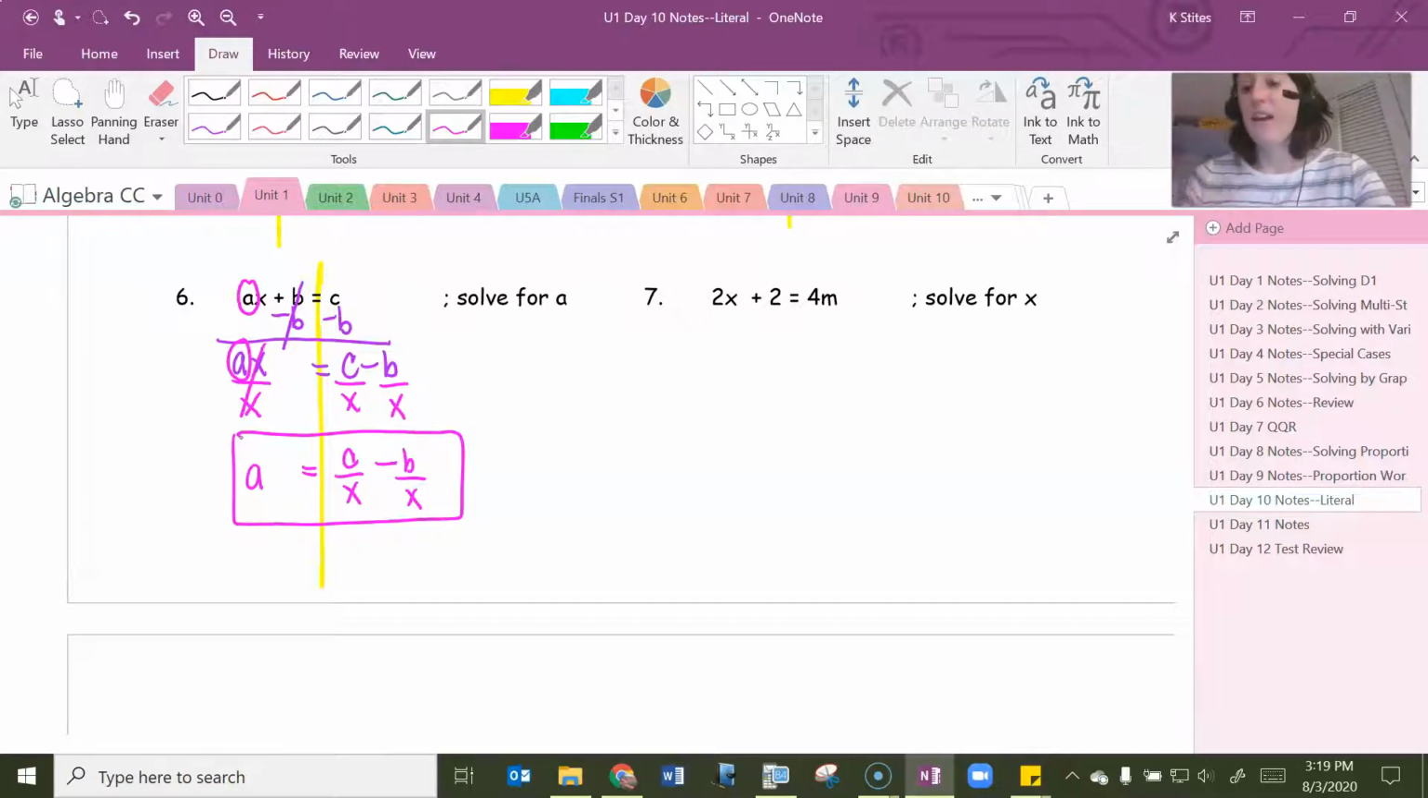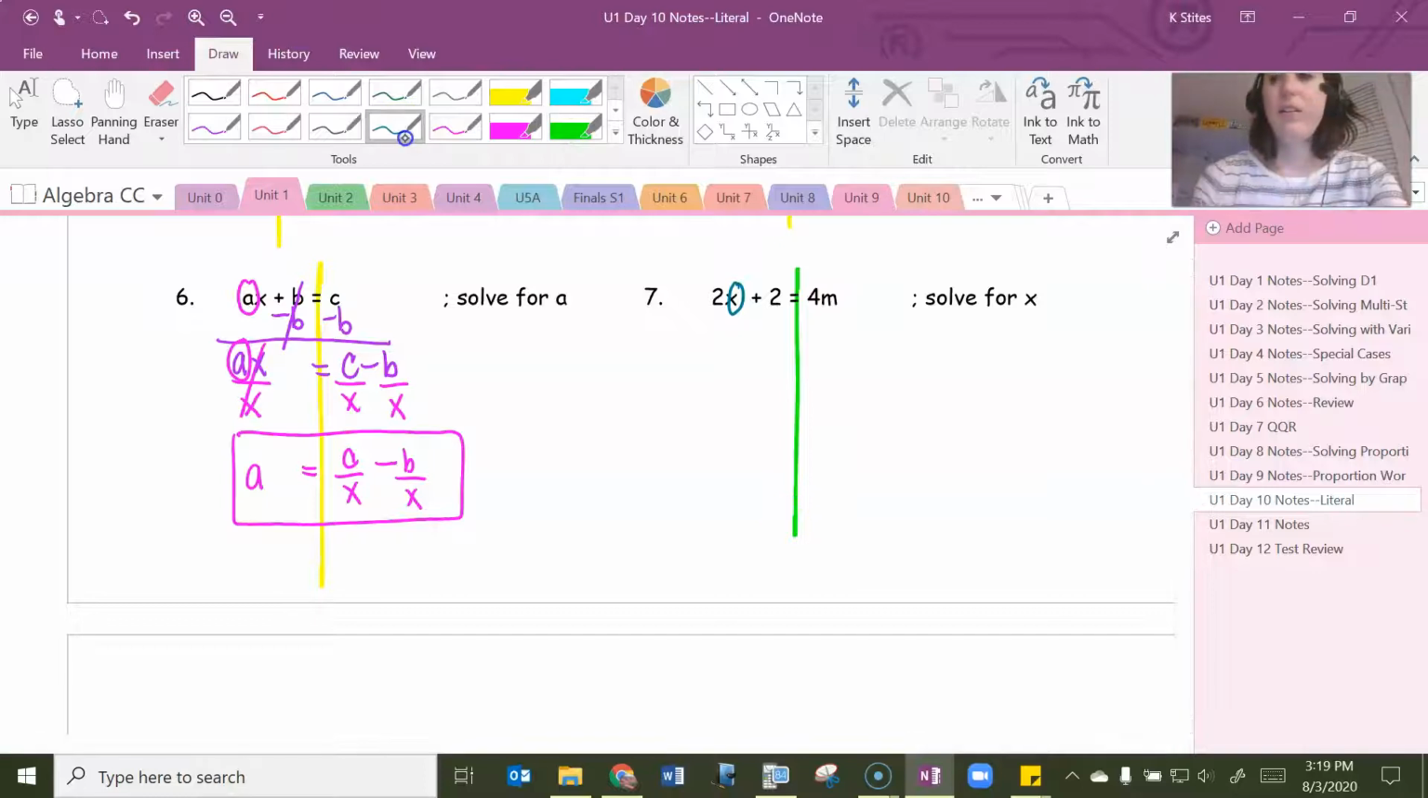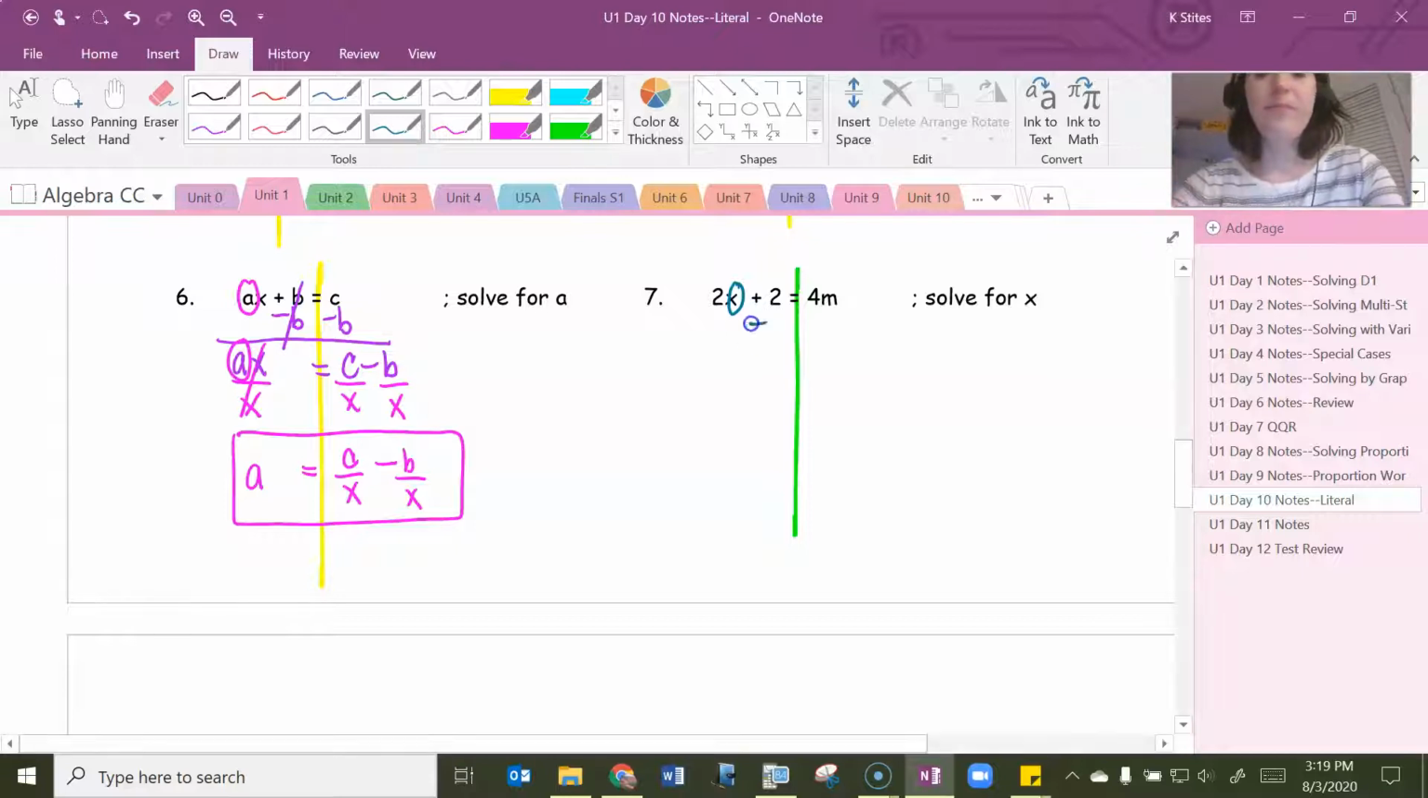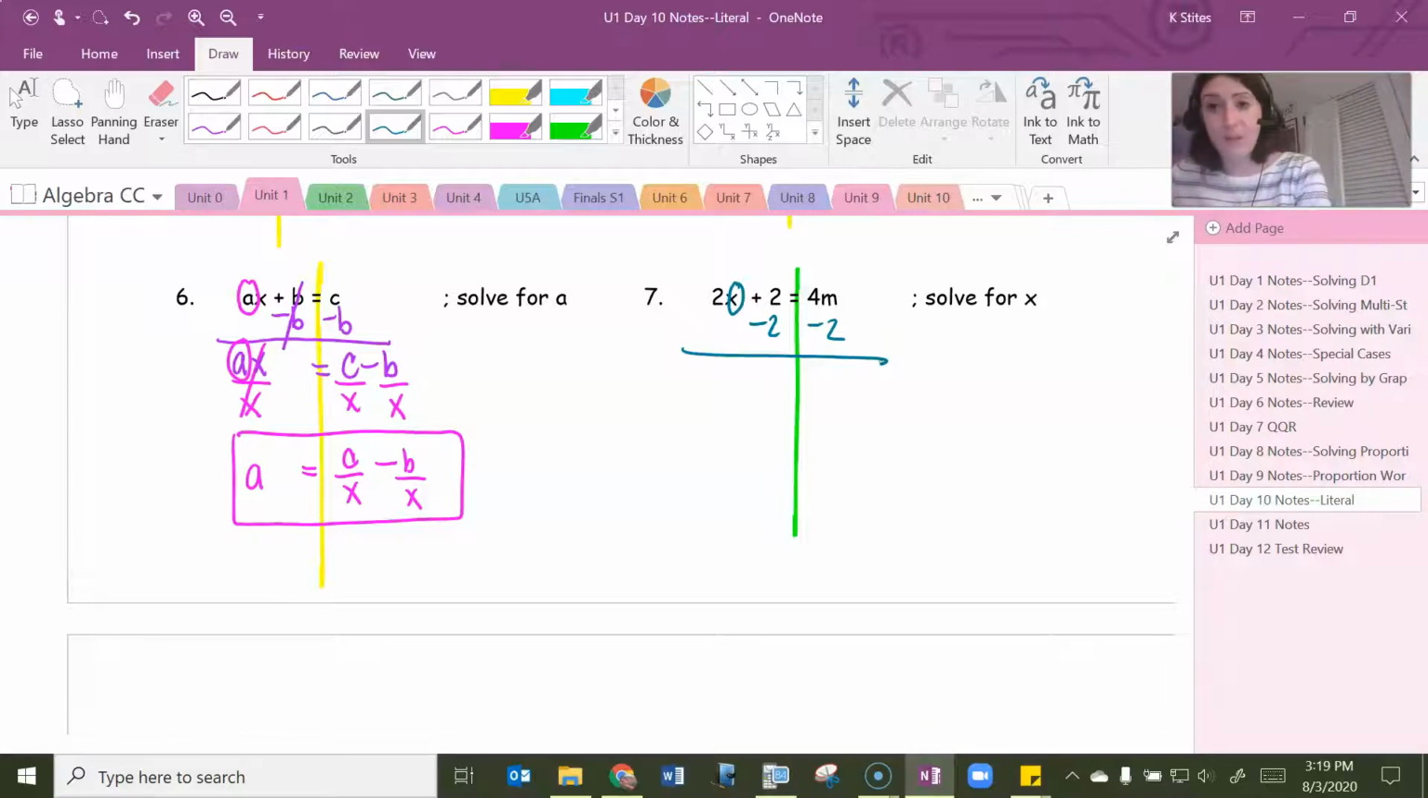Okay. Number 7, solving for x. Go ahead and circle it. Okay, let's draw our line as well. Remember, addition and subtraction, undo that first. So what do you think we should do first here? Subtract the 2. Okay, now, here's where people make a mistake. I want you to try this right now. I just want you to write down what you think your next step is. Okay, literally pause the video, write down what you think your next step is.